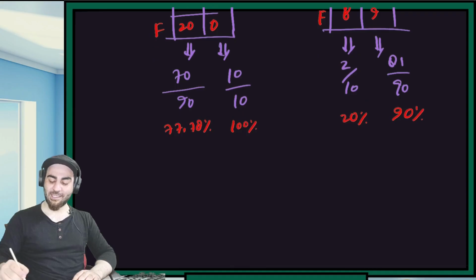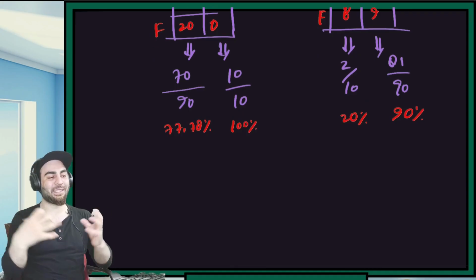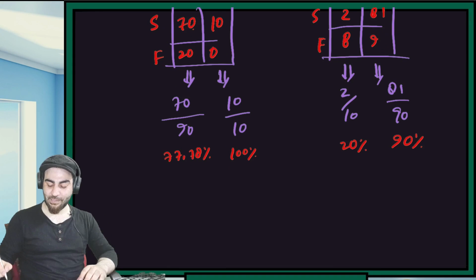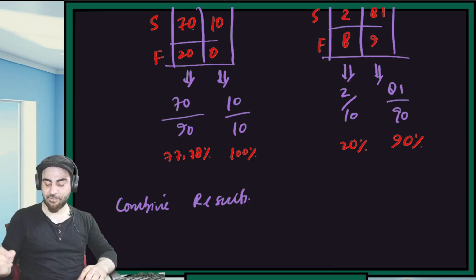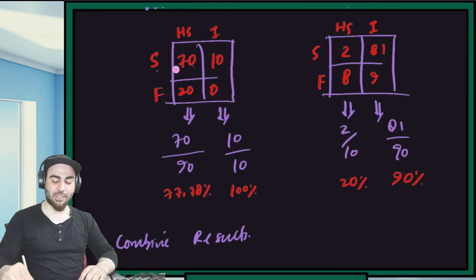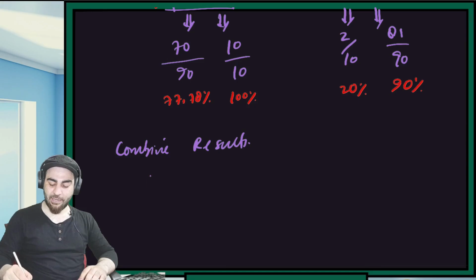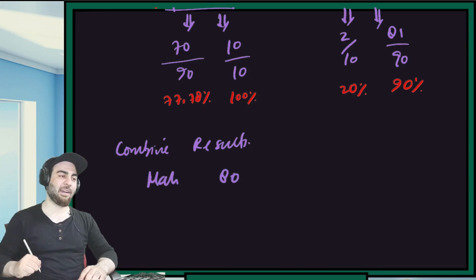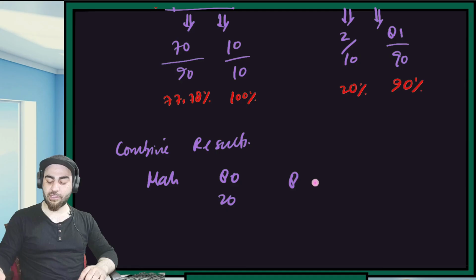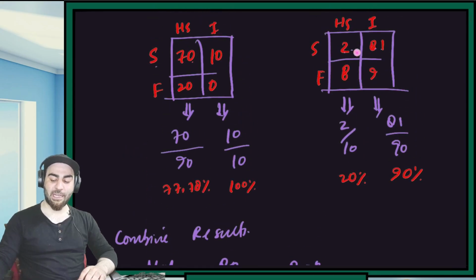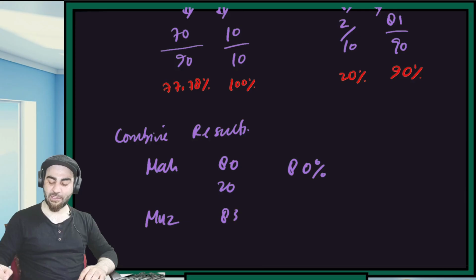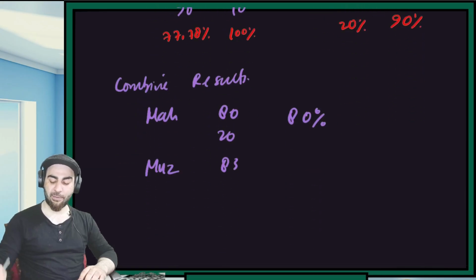So this is in the individual surgery. Now if I combine the results together, how many successes did this doctor have? Mahmood had 80 successes and 20 failures, so he was successful 80% of the times. If you see Muzaffar, Muzaffar was successful 83 times, 81 plus 2, and he failed 17 times. That is an 83% success rate.